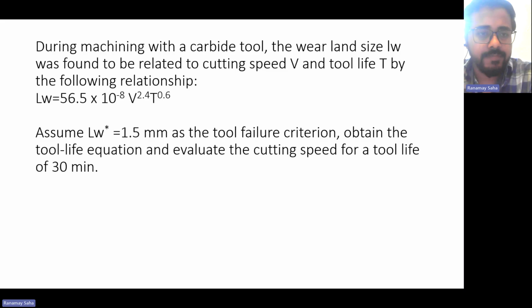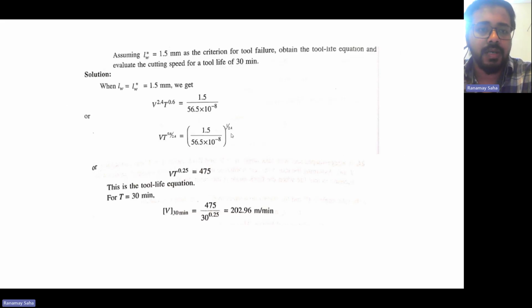Let us look at the solution. The flank wear size was found to depend upon the velocity and time with exponents 2 and 0.6. It has been said to take 1.5 mm as the flank wear failure criterion, which remains constant across tools. So the tool life equation can be obtained from this and we can evaluate the cutting speed for 30 minutes.